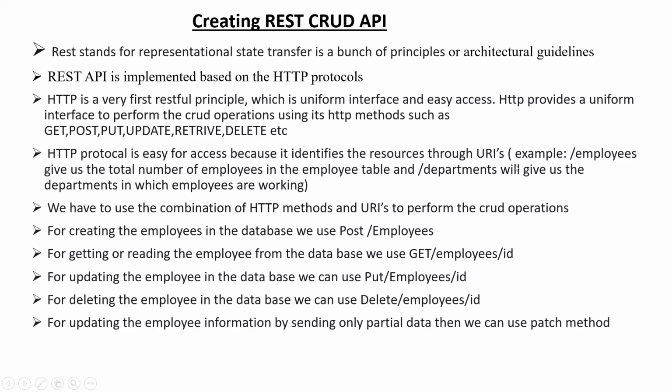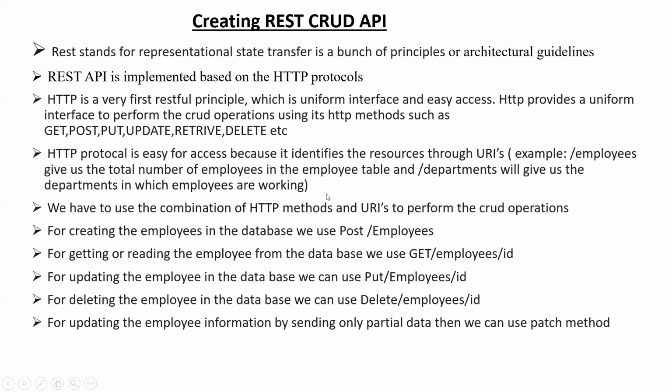Yesterday, when I was executing web operations, I had localhost 8080 slash, and I gave just one simple URI called hello, and it mapped that request to a controller class using the @RequestMapping annotation. Same here. The HTTP protocol contains simple URIs to identify the resources from the web. For example, there is an employees table in the database. Slash employees gives us all the employees in the employee table, and if there is a departments column there, slash departments will give us all the departments in which employees are working.